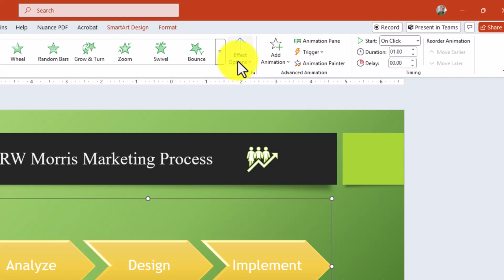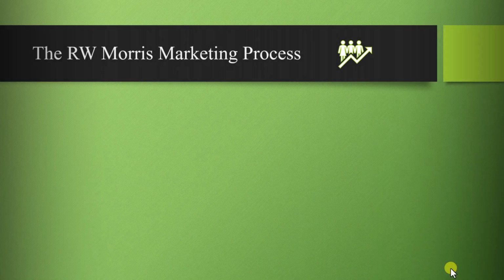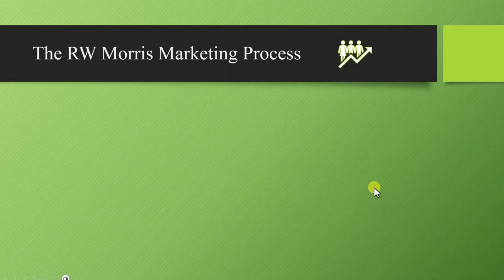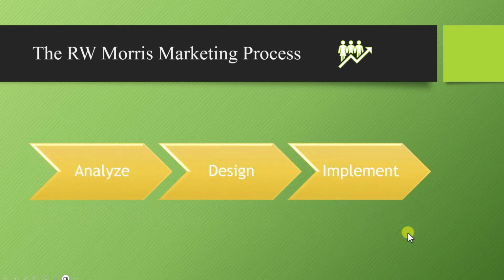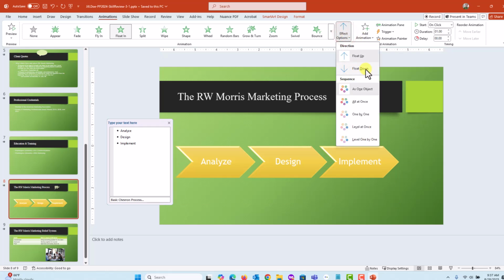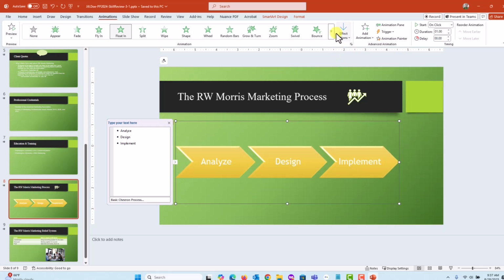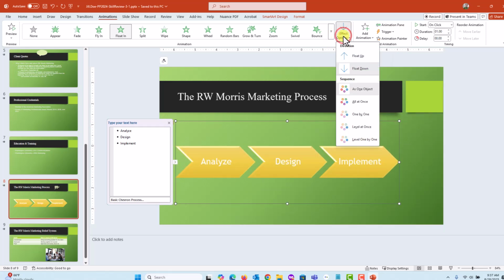And if we wanted to see how this worked right now, what if we went to slideshow using our button down here at the bottom? I could talk about R.W. Morris marketing process, blah, blah, right? Then when I click, do you see how it floated up? Well, we're going to change that because we want it to float down. Click that. See how it previewed it? It came in down. And we're also going to change it to come in one by one.